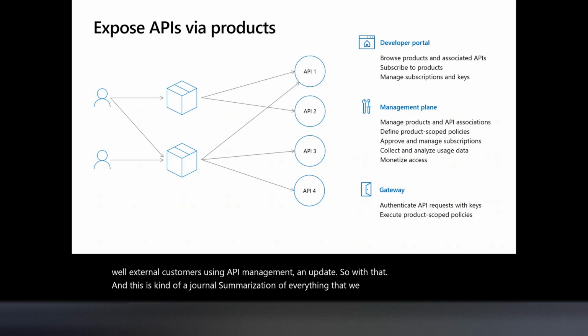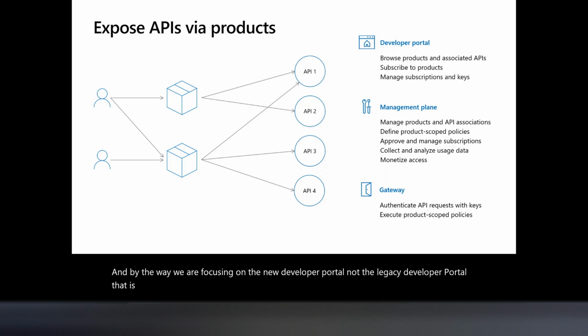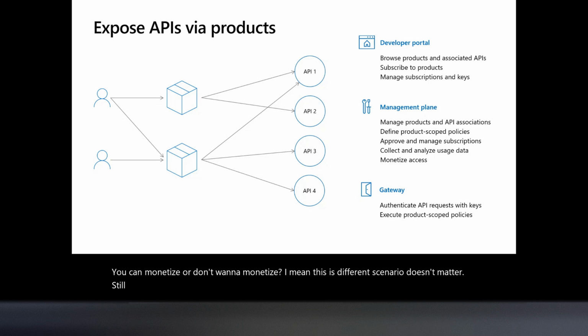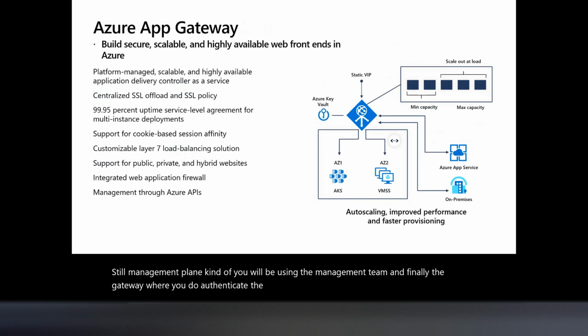This is a general summarization of everything we discussed. First, the developer portal, and we are focusing on the new developer portal, not the legacy one. The new developer portal is customizable. Then you have the management plane, which we already talked about, where you build these collections of APIs. You can monetize or not, but that is a different scenario; you will still be using the management plane. Finally, the gateway, where you authenticate the request and apply policies to it.